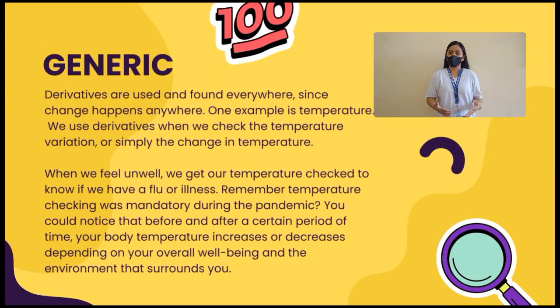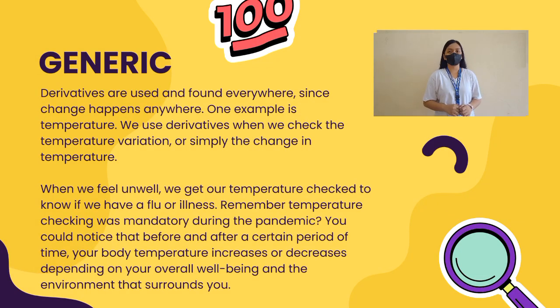Derivatives are used in fact everywhere, since change can happen anywhere. One example is temperature. We use derivatives to check the temperature variation, or simply the change in temperature. When we feel unwell, we get our temperature checked to know if we have flu or illness. Remember, temperature checks were mandatory during the pandemic? You could notice that before and after a certain period of time, your body temperature increases or decreases depending on your overall well-being and the environment that surrounds you.